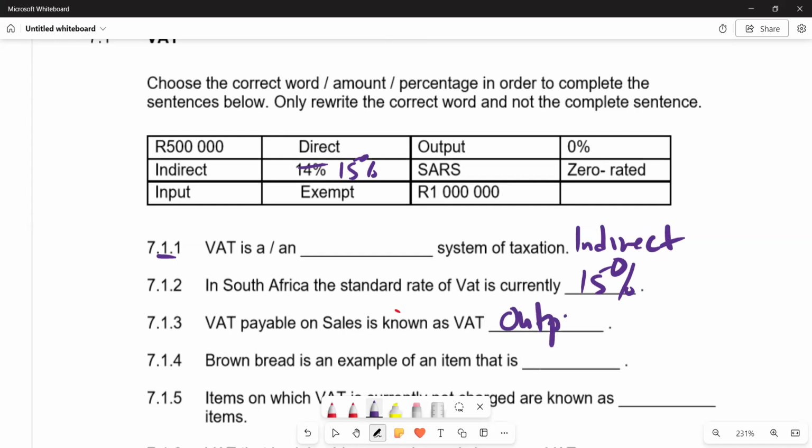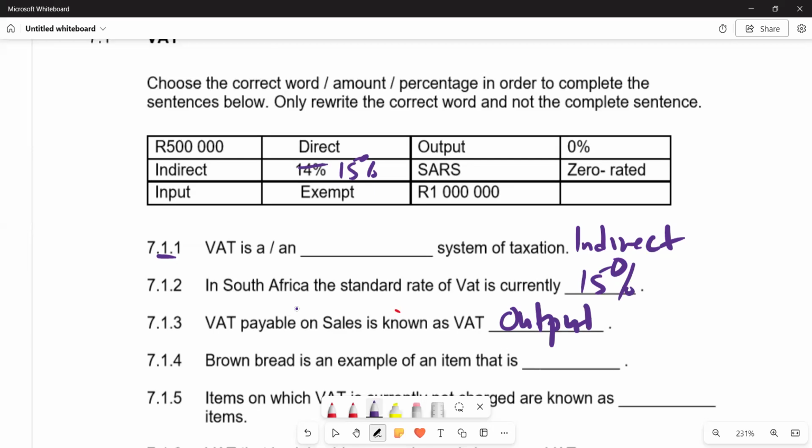Remember, we've got VAT output and VAT input, and you know that when we are in the control account of VAT, we are going to put our VAT output on the credit side and then our VAT input on the debit side. So basically, that's what we have in terms of sales. The opposite is true when you go to purchases. When we are now taking into account purchases, it becomes a VAT input.